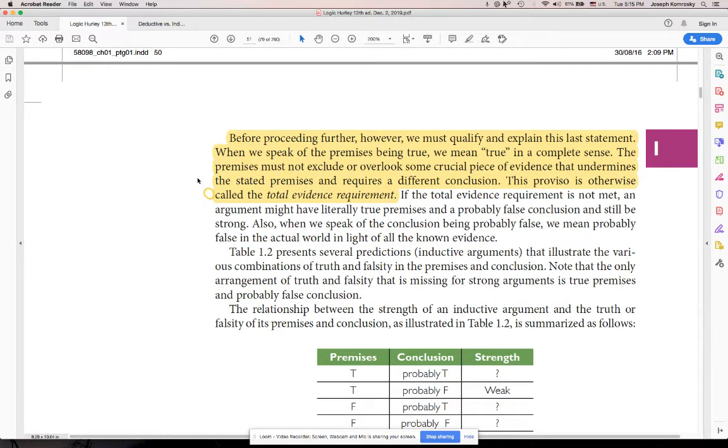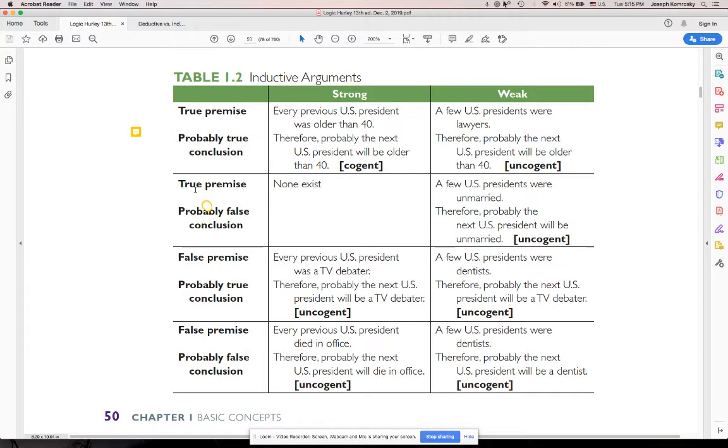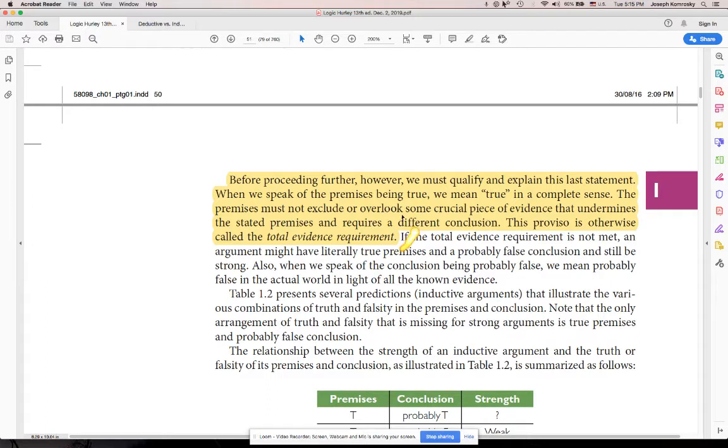He says, before proceeding further, however, we must qualify and explain this last statement. When we speak of the premises being true, we mean true in a complete sense. The premises must not exclude or overlook some crucial piece of evidence that undermines the stated premises and requires a different conclusion. It's called the total evidence requirement. It just means, when we're looking at any inductive argument and we think it's strong, we want to ask ourselves, is there a piece of evidence that might be missing? And if there is, it flags as total evidence requirement.